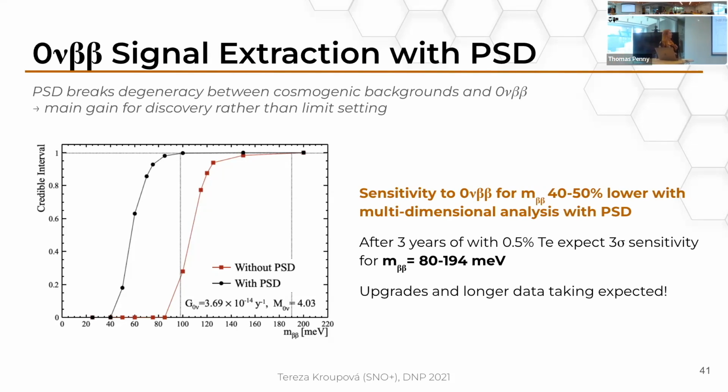In this case, on the plot, I'm showing how well you do in terms of the effective Majorana mass with and without the pulse shape discrimination. You can see that it helps to restrict or to discover effective Majorana masses that are 40 to 50% lower.